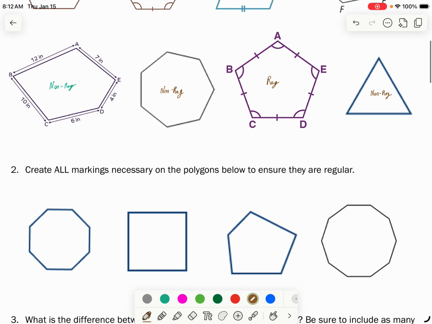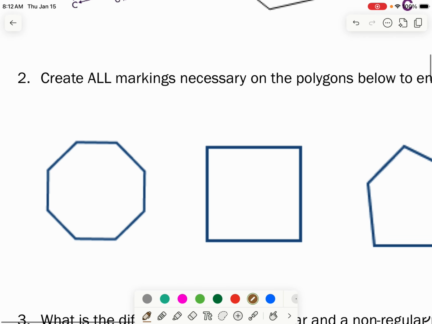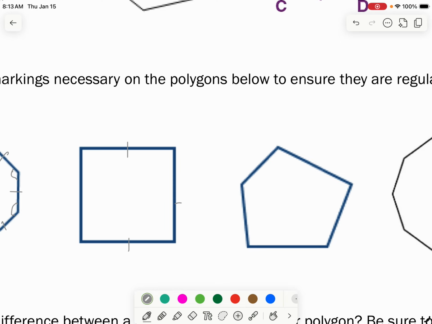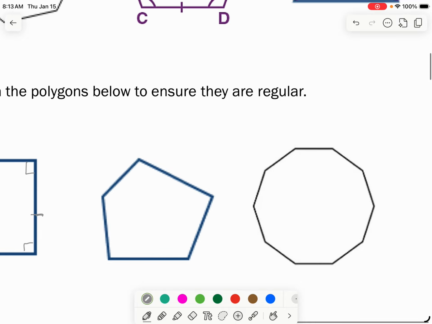All right, got through all of those. So it says create all the markings necessary to show that these are regular. Pretty simple to go through. In order for them to be regular, you have to have all congruent sides. I got all those congruent sides, and you have to have all congruent angles. So showing all of these, that would be a regular shape. If I'm looking at this square, a regular quadrilateral is going to be a square. So I can show right angles there. That's good. We got a regular square.